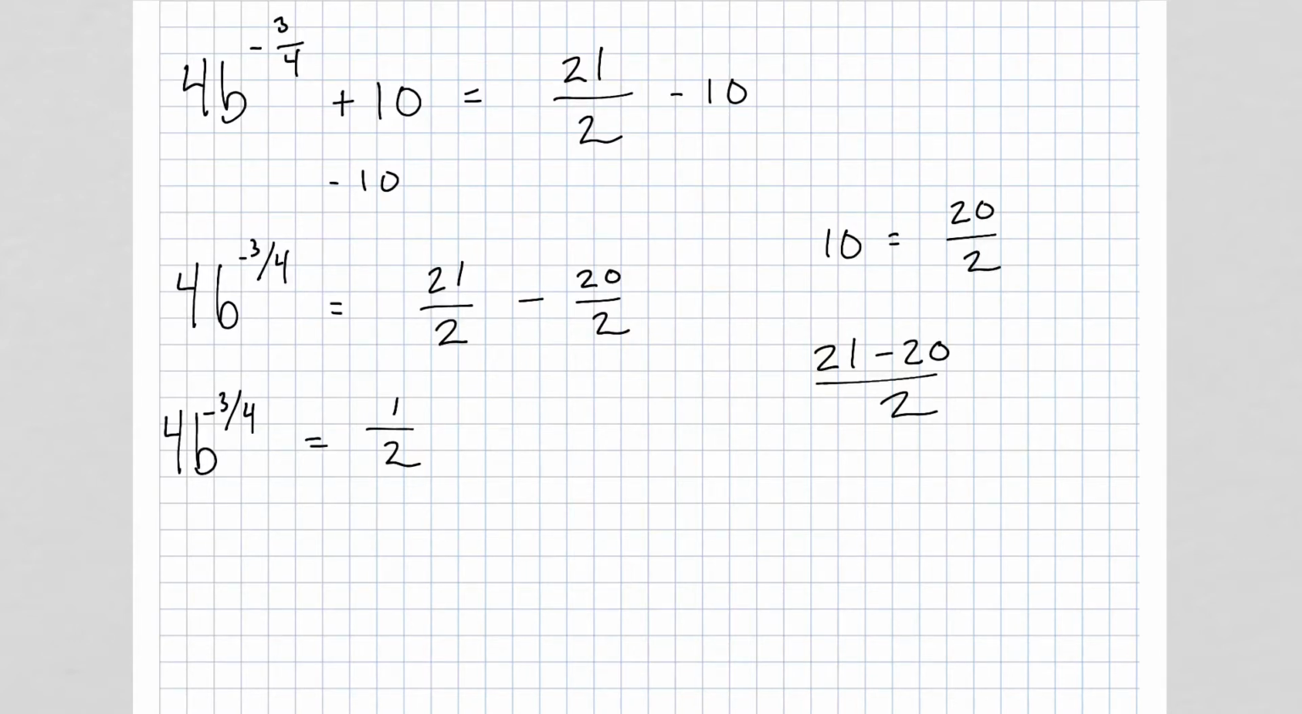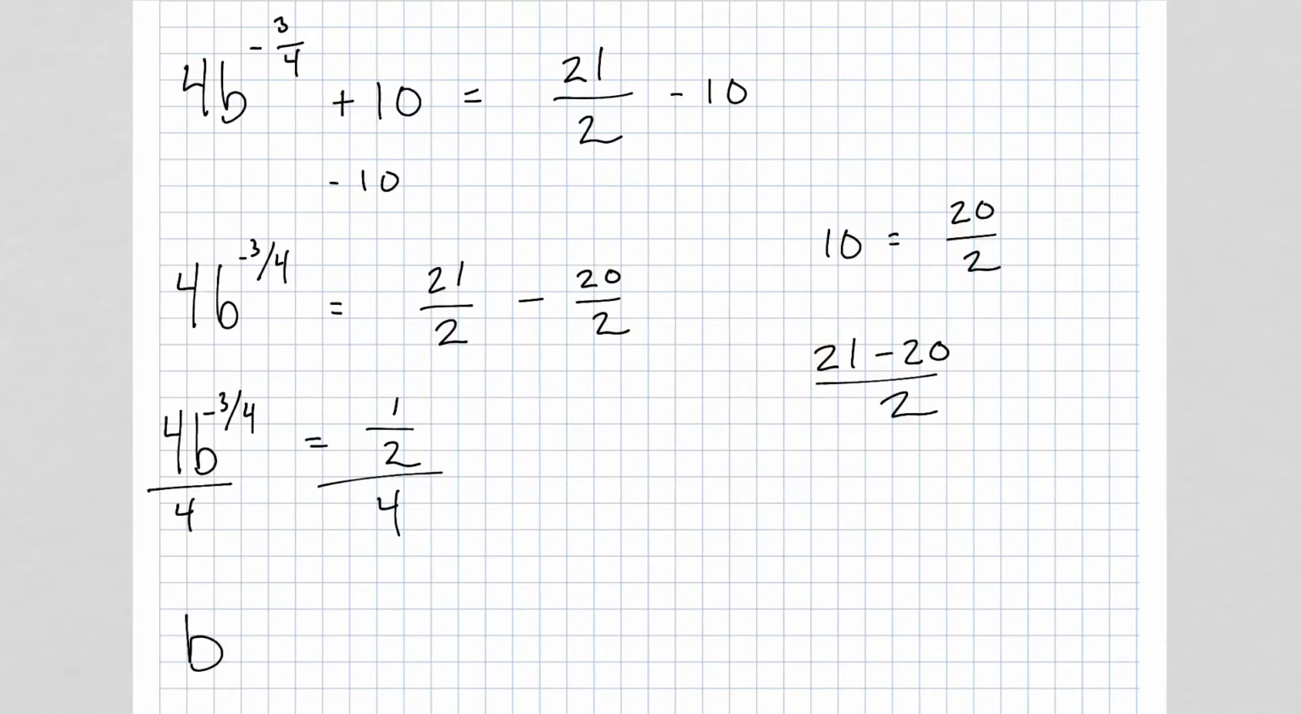Okay, next step, we want to divide 4 from both sides. Okay, this number 4 is being multiplied. Basically, I have 4 times b raised to negative 3/4. Remember, the only thing that's being raised to this negative 3/4 is the variable b itself. This number 4 is not being raised. This number 4 is just being multiplied here. So to get rid of it, we could divide both sides by 4.